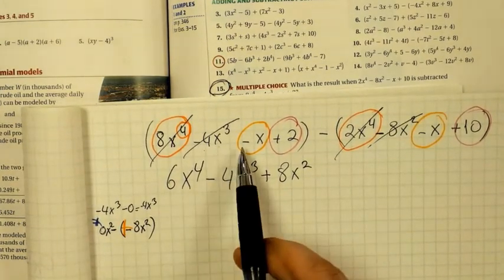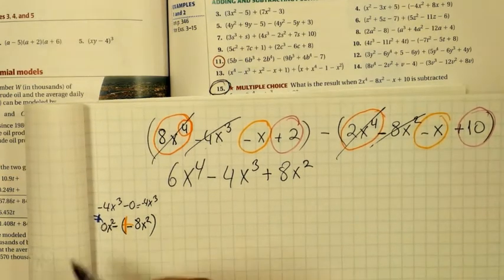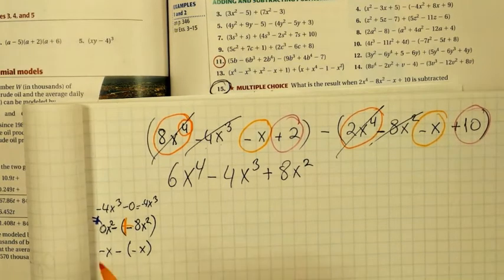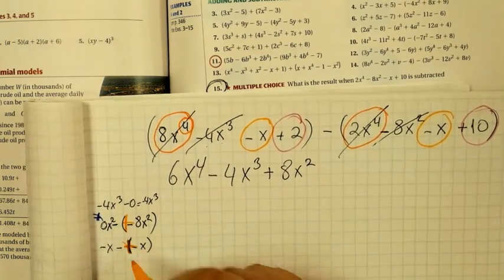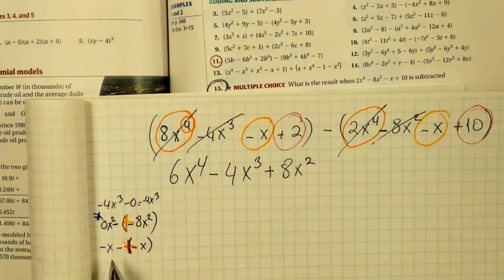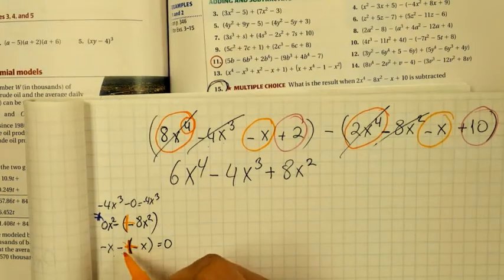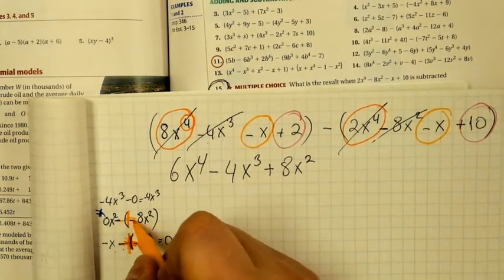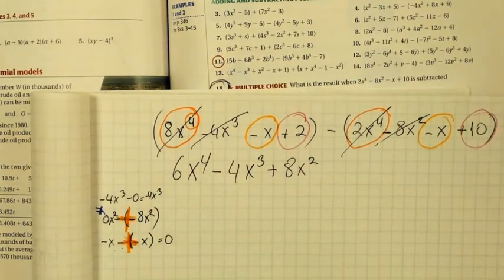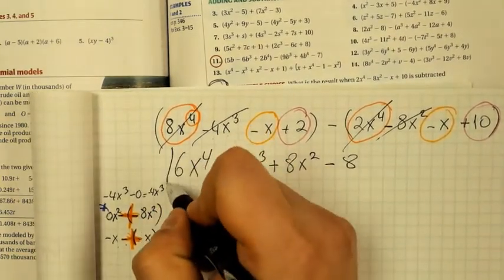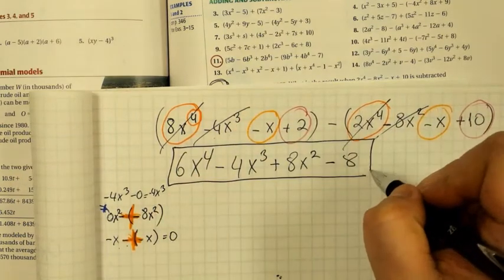Now I have negative x minus negative x, which again will turn to a plus over here, and negative x plus x is going to be 0. So I don't need to write that. So let's make these pluses kind of big over here. And lastly, I have my constants, which is 2 minus 10, a minus 8. So your answer would be this.